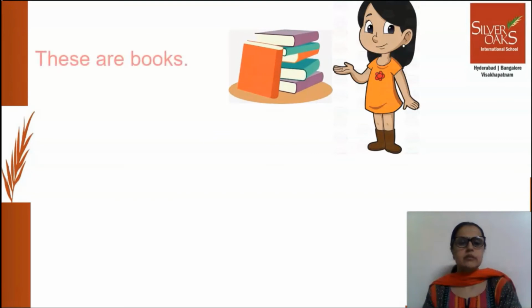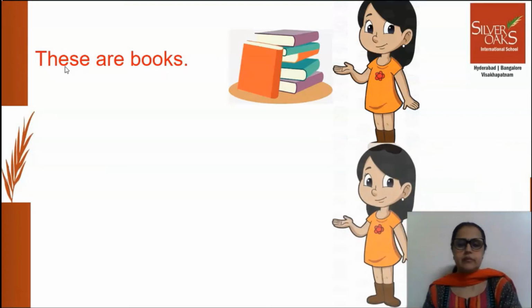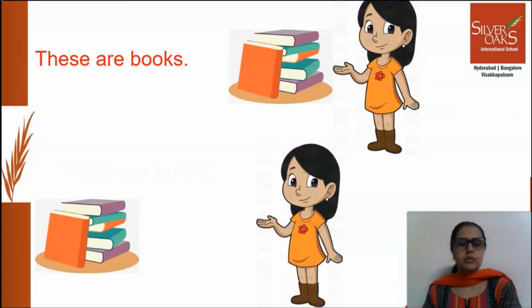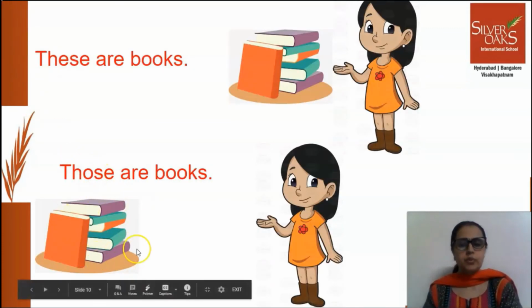Look at few more examples. What are these? These are books. Now did you notice that there are many books, more than one, right? So which demonstrative pronoun we will use here? We will say these are books because there are many books and they are near the girl. So we will use the demonstrative pronoun these. What are those? Those are books. So we use demonstrative pronoun those because there are many books and they are far from the girl.